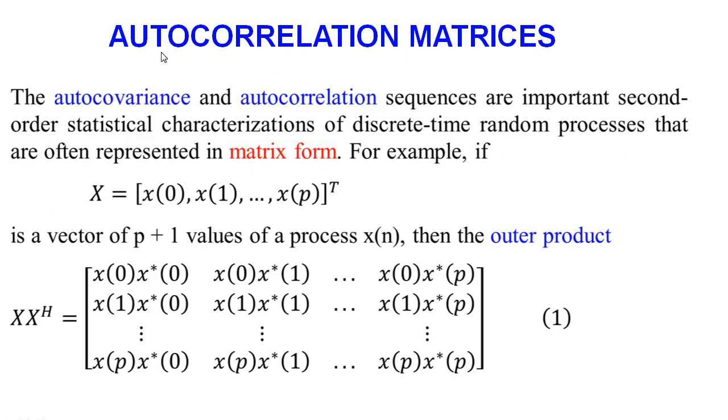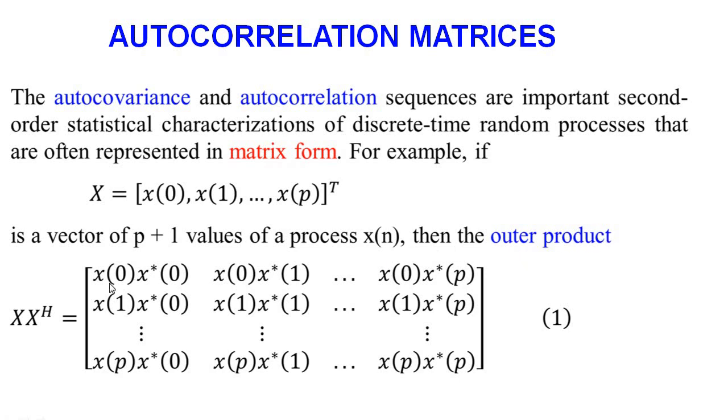Next, representing the autocorrelation in matrix form. If we define autocorrelation, then autocovariance is also defined. The autocovariance and autocorrelation sequences are important second order statistical characterizations of discrete time random processes that are often represented in matrix form. For example, if capital X equal to x of 0, x of 1, and so on, x of p whole transpose is a vector of p plus 1 values of a process x of n, n equal to 0 to p.